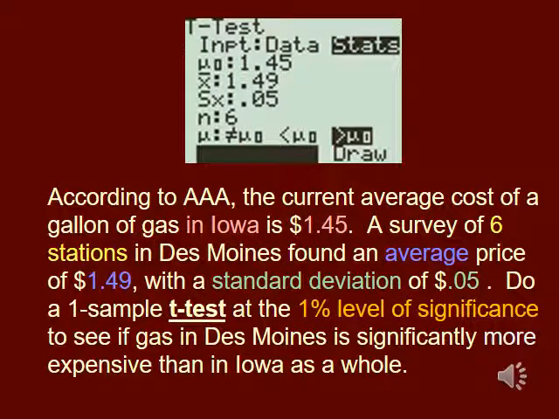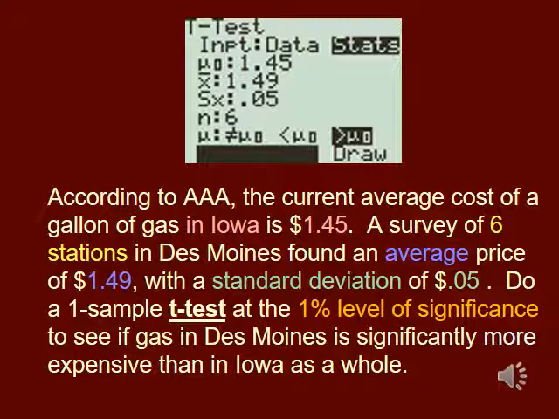Again, the trick to the problem is taking the numbers in the problem you're given and figuring out which one goes where when you enter them in the screen. But we were told that all over Iowa, the average is $1.45. So 1.45 is the mu0. In Des Moines, that average was 1.49, and the standard deviation is 5 cents. And they looked at 6 stations in Des Moines. So there's my next 3 lines.